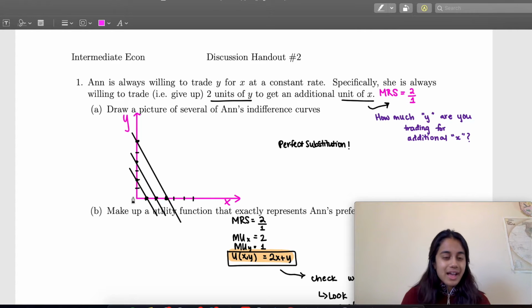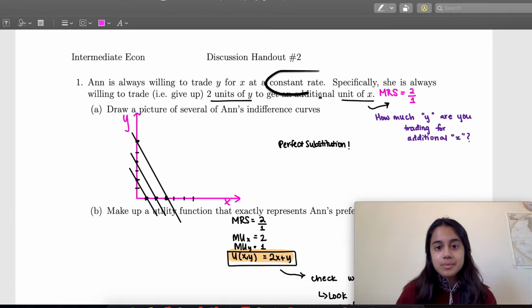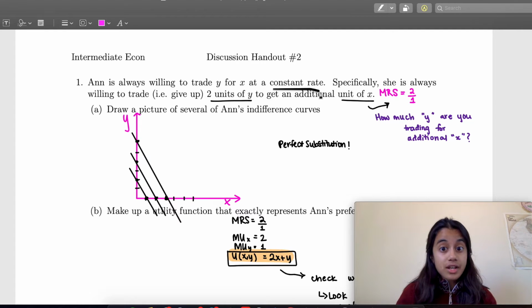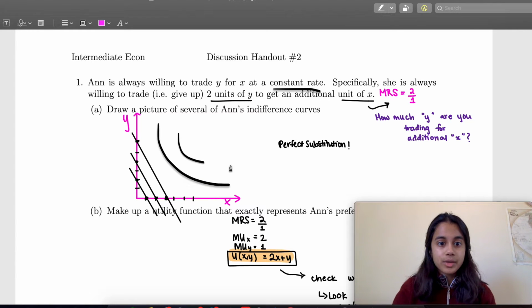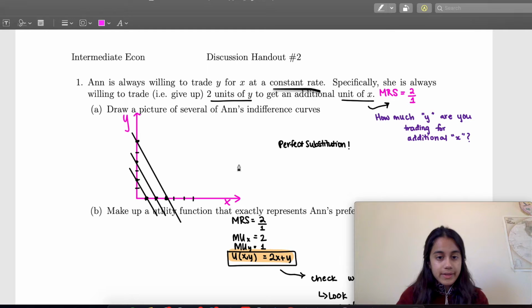And I had 3 lines. You can have 4 or 5, but at least 3 would be nice. So that's your indifference curve. Also, we see that constant rate right here. That's how you know that my lines are straight. If this was not constant, if this was like a diminishing marginal return, then you would see curves. This is not like that.